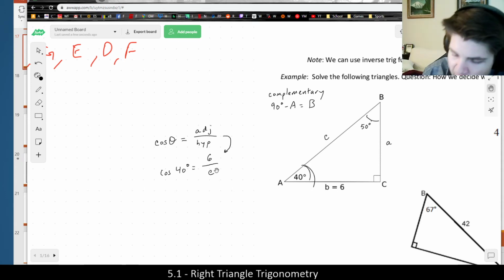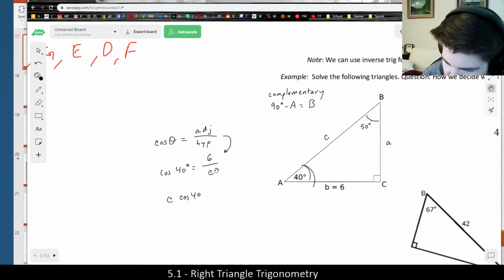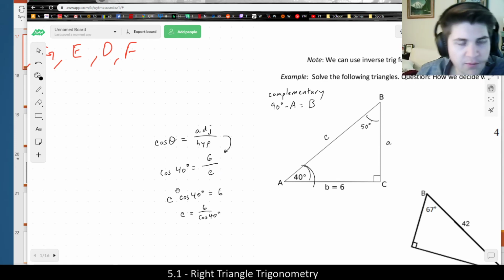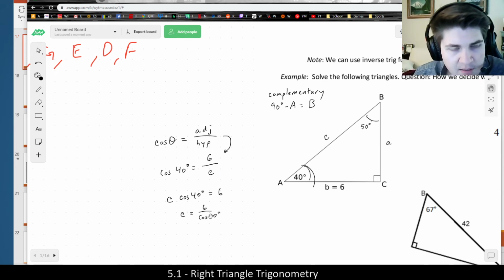And basically, what I could do is I could cross multiply by c. So that would give me c times the cosine of 40 degrees is equal to 6. And then I could divide by the cosine of 40 to find, well, what c must be. c must be 6 divided by the cosine of 40.